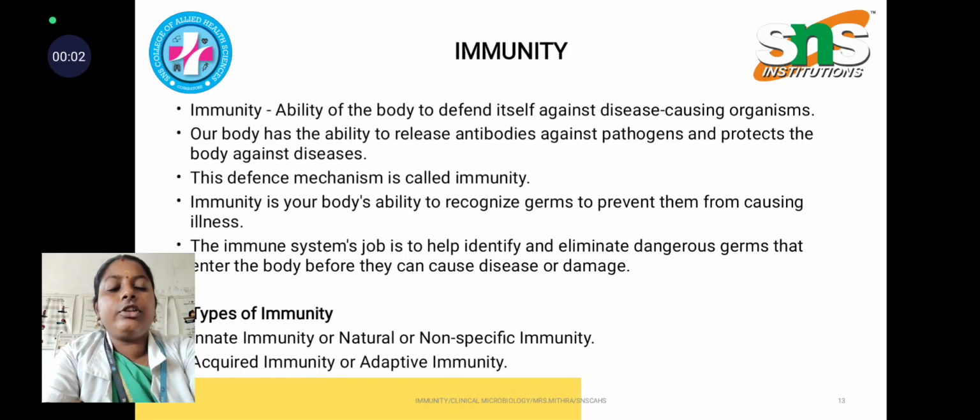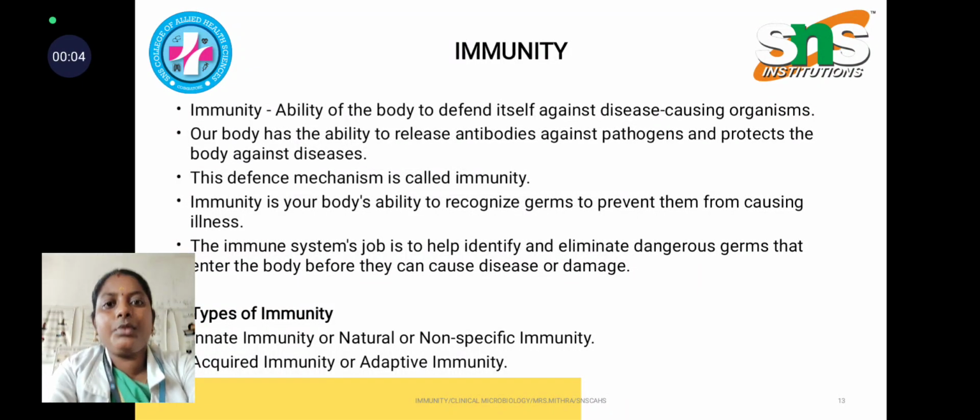So, in continuation with the immune system, immunity also plays a major role in our body. We have seen in the last class the cells of the immune system and the organs of the immune system, and how they help the body to produce immunity is the current chapter. Coming to the definition, immunity is the ability of the body to defend itself against disease-causing organisms.